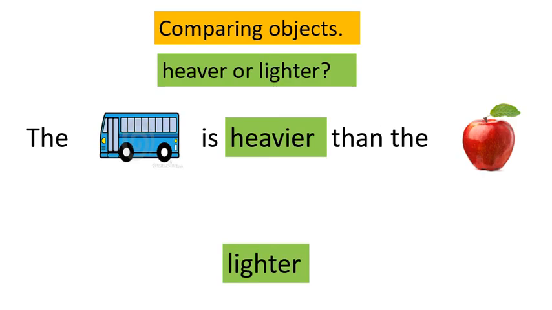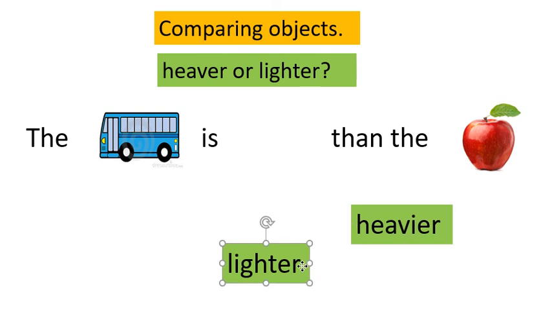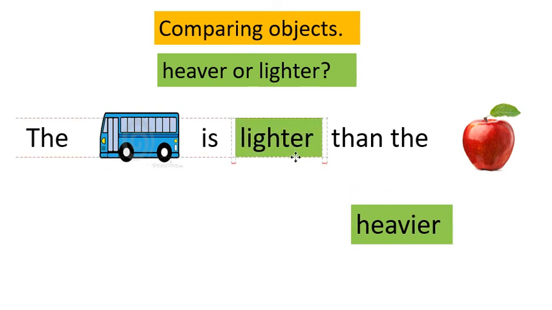Okay, moving on. What I've got here is I'm going to make a sentence using some of the vocabulary that we looked at earlier. And we're going to compare objects. So we've got a bus here and we've got an apple. Let's read this sentence. The bus is heavier than the apple. That's correct because it is. Now, I can actually change this sentence by moving the word heavier away and replacing it with the word lighter. Let's see if the sentence still makes sense.